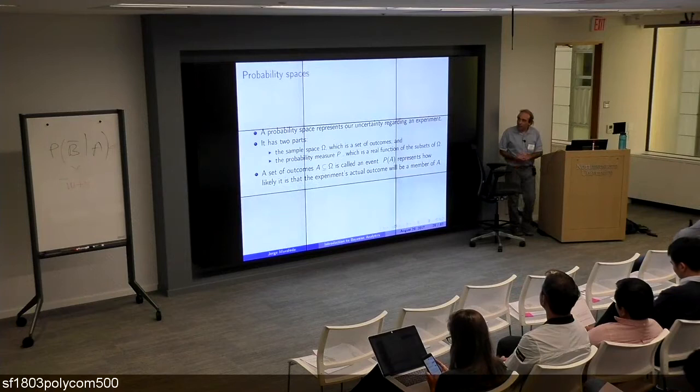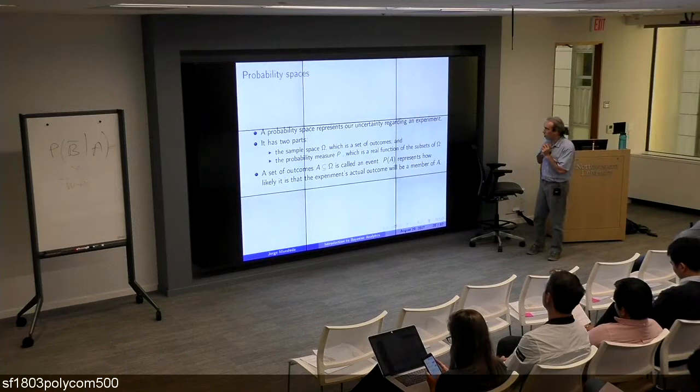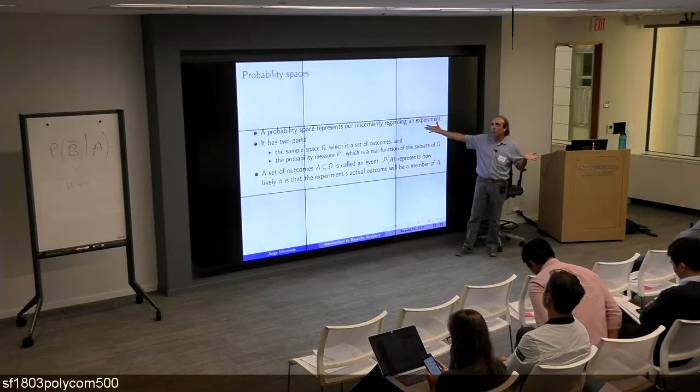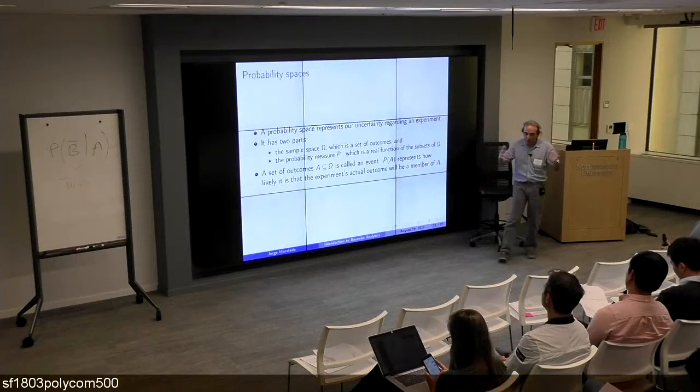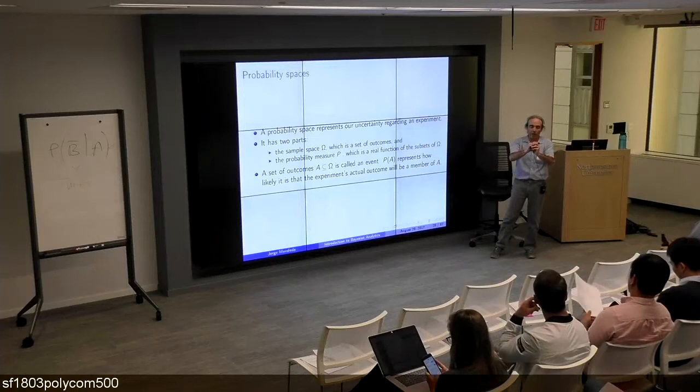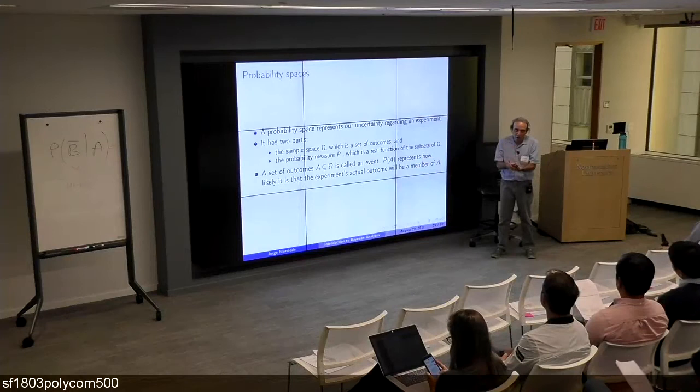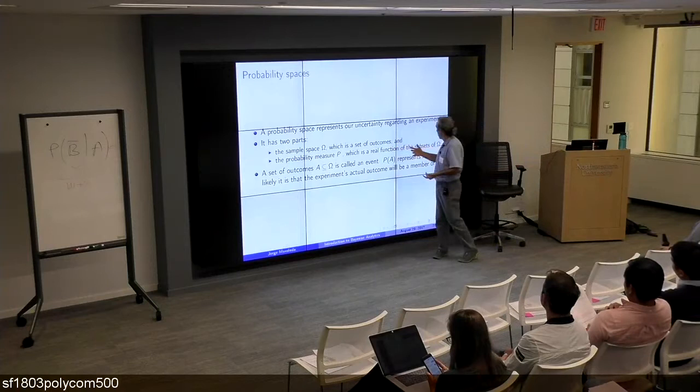So this is the formal definition of probability spaces. We've been talking about this informally before. You may have seen this in some of your math classes earlier. Basically, a probability space represents our uncertainty regarding an experiment. And it has two parts: omega, which is a sample space, which represents the set of events that could actually happen. And then we have a probability measure, which is just a function that for every event tells you how likely that event is to happen. It's just a real function on the subsets of omega. So for every set of events, how likely is that subset of events?